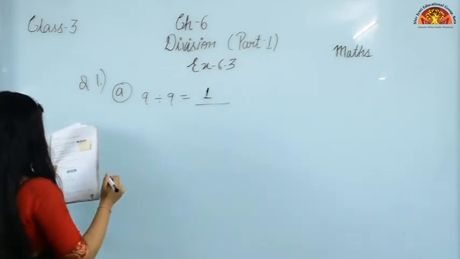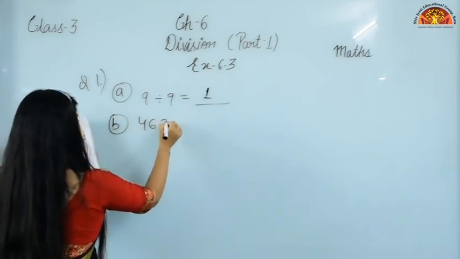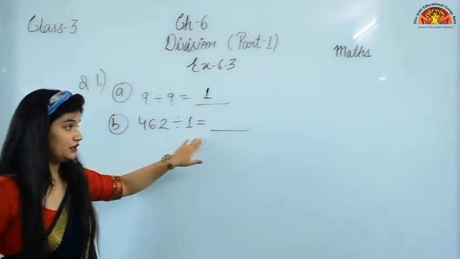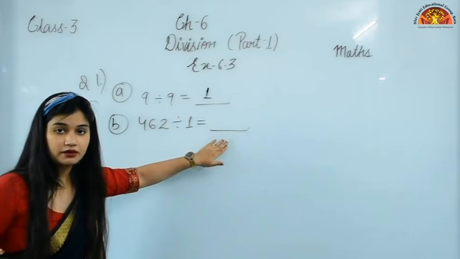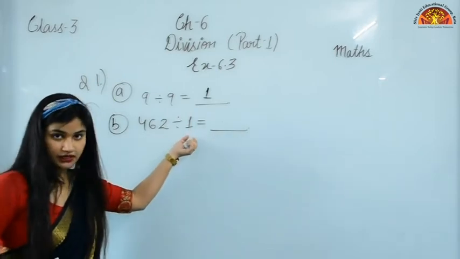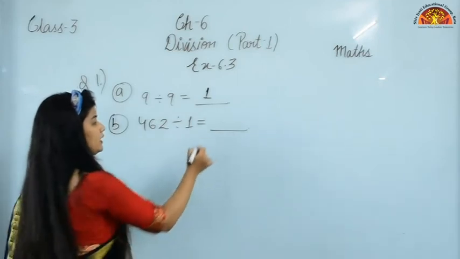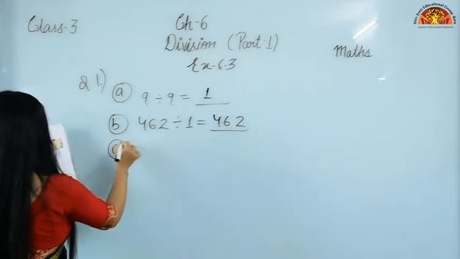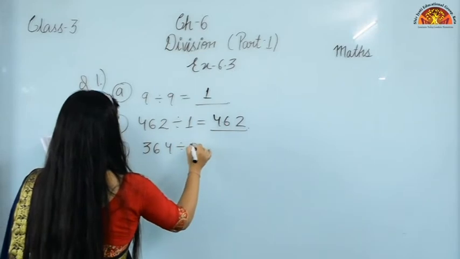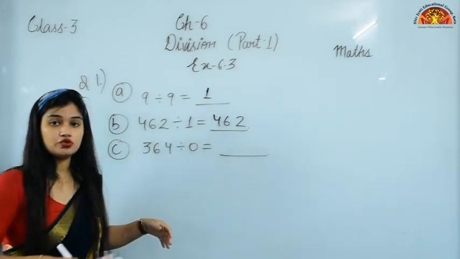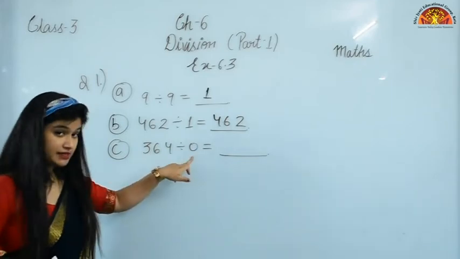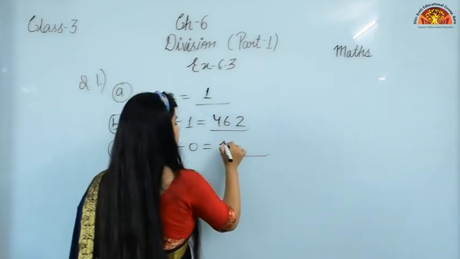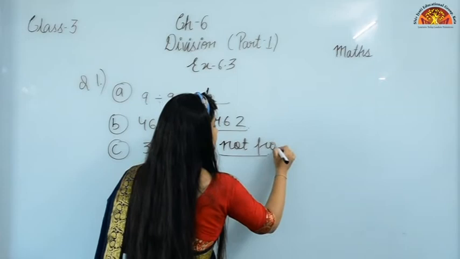Is it clear? Now we take one more question, B part. 462 divided by 1 is equal to dash. If you divide any number by 1, what will be the result? We saw in the properties that if we divide any number by 1, the answer will be the same number, and the answer is 462. Is it clear? Now we take one more question, C part. 364 divided by 0. As I have just told you, if you are dividing any number by 0, your answer will be not possible. Is it clear?